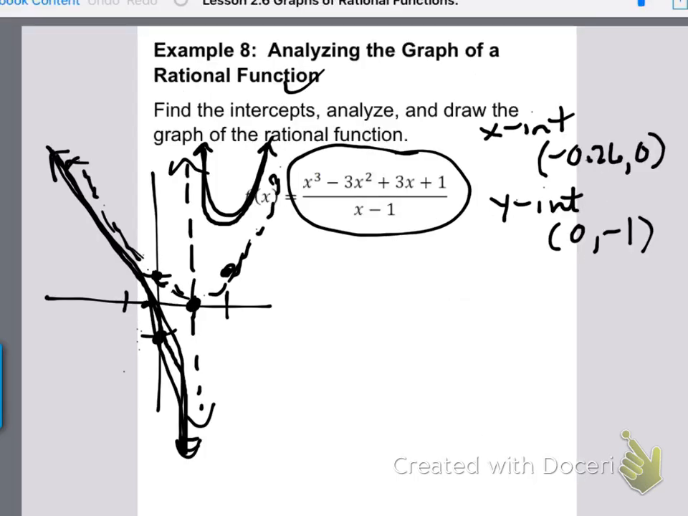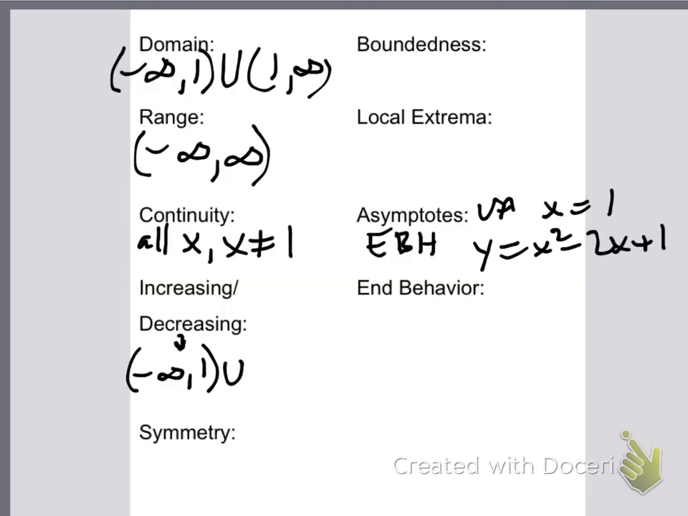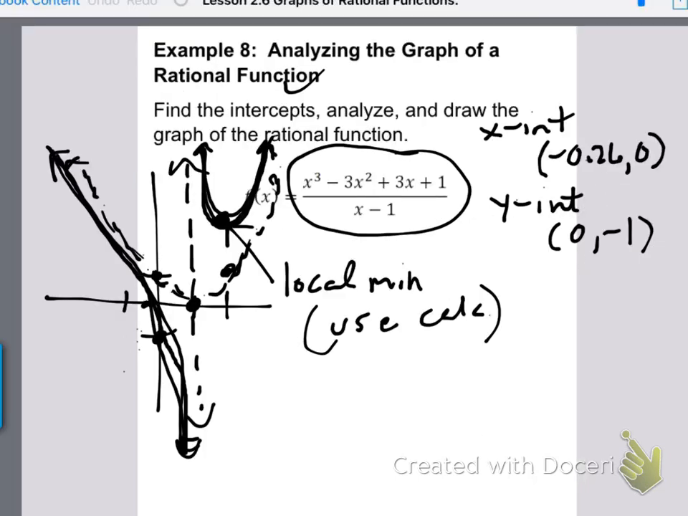Now, for this parabola, we've got to find the vertex. Well, what's the vertex of this right here? Your local minimum, and when you find a minimum, use your calculator to find this. So the coordinates of that point, that's the local minimum. Use your calculator, the minimum function. So what's going to happen is that it occurs at x equals 2.